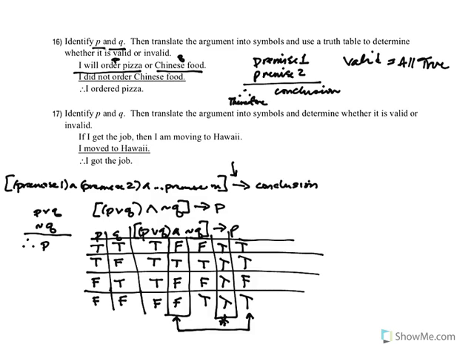You have to learn your outcomes for your truth tables, for your connectives. So I got all true. So what does that mean? That means that this is a valid argument. So I will order pizza or Chinese food. I did not order Chinese food, therefore I ordered pizza. It's a valid argument. And that's it.